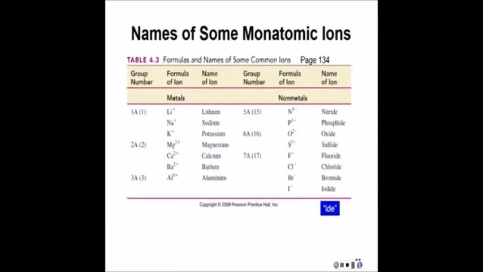Now let's check out some of the names that we had before. We can see that for all of the positive ions, the name is the same as the element, no difference. But once you get over to the negative side, we have that -ide at the end. You've got to make sure you put that there. So we have not nitrogen, but nitride, phosphide, oxide, sulfide, etc. And you'll find these in your book. It should be on page 134.